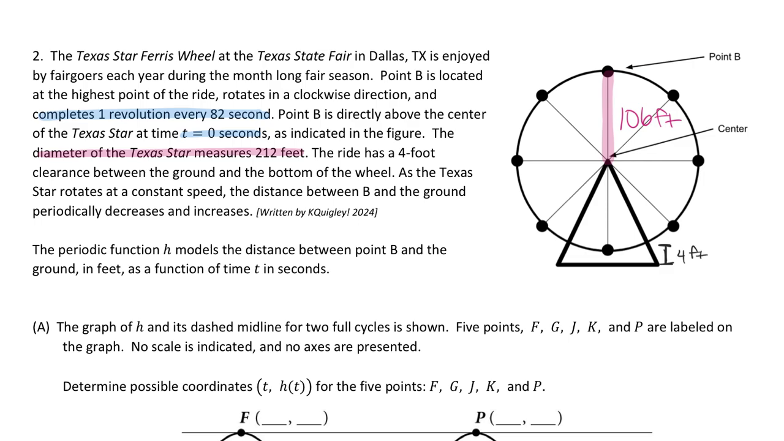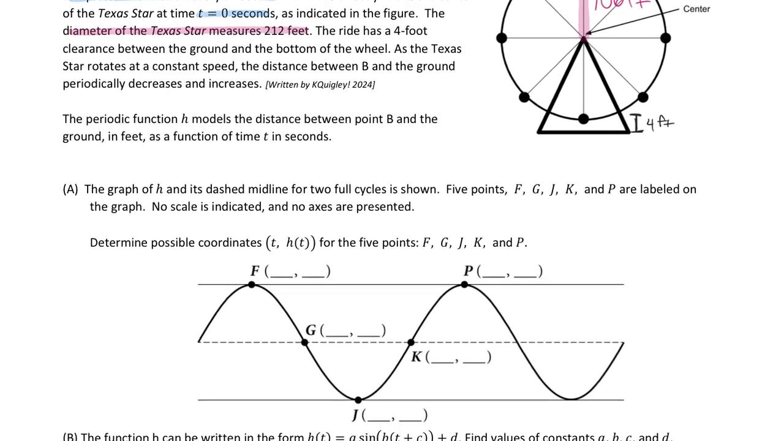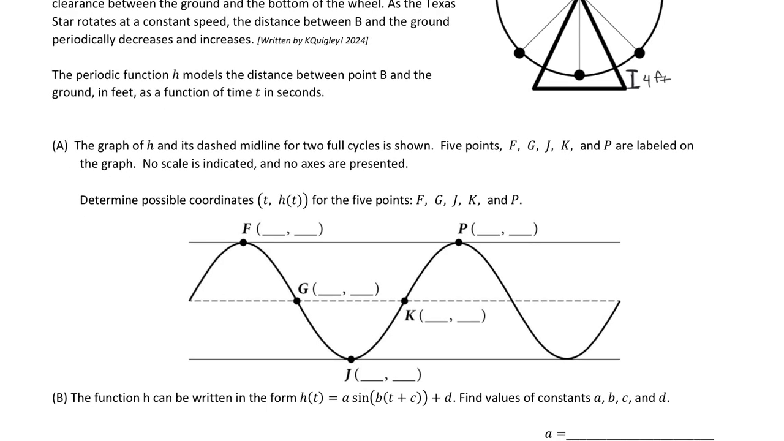As this Texas Star rotates at a constant speed, the distance between B and the ground periodically decreases, then increases, decreases, then increases, decreases, then increases. The periodic function h models the distance between point B and the ground in feet as a function of time t in seconds. Here's what part 1 of the FRQ will always look like. It's going to have you do the wave. It's going to have you give me the 5 points for F, G, J, K, and P.